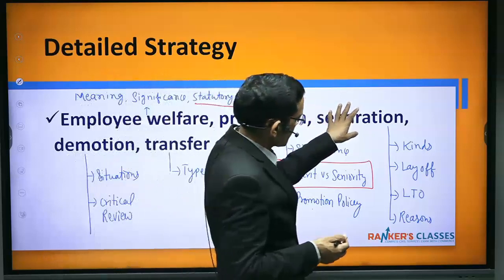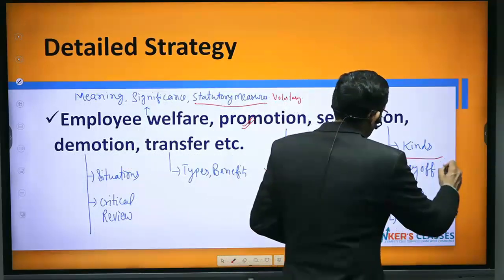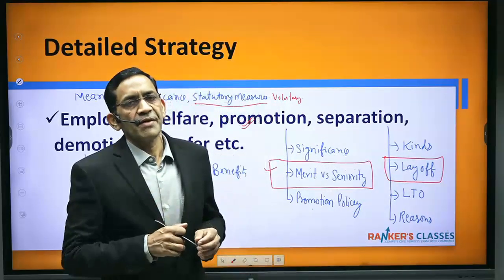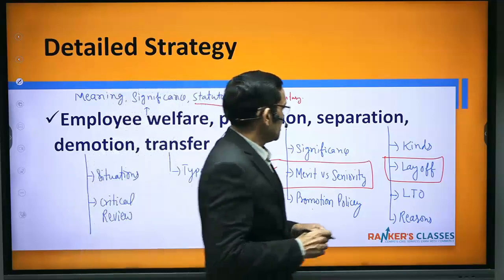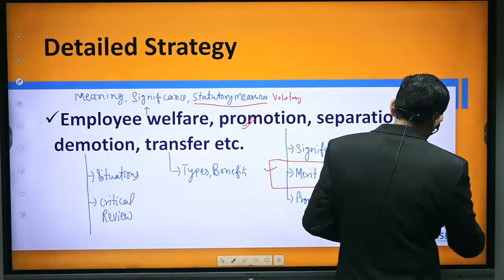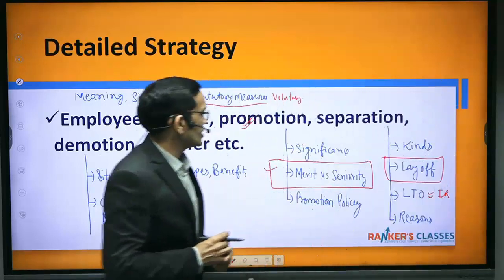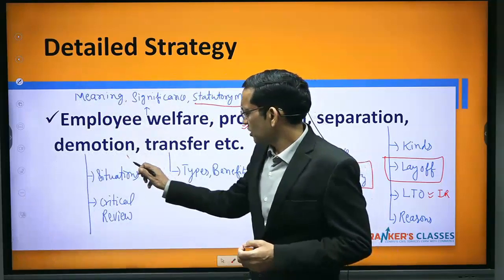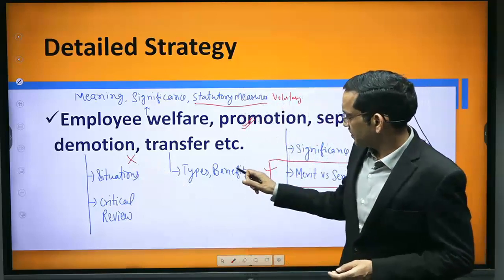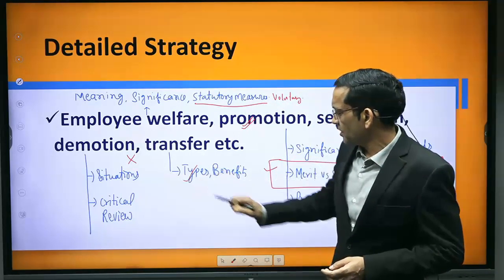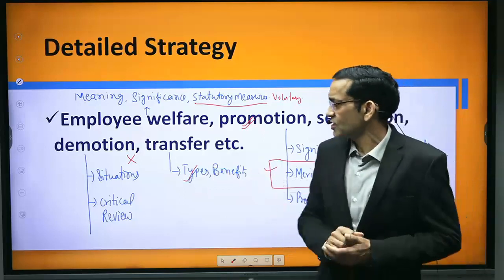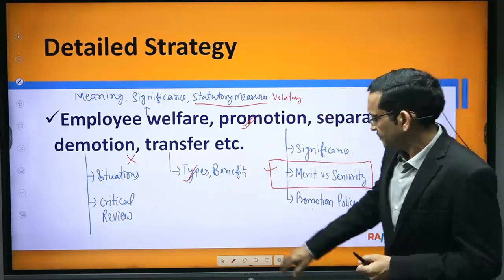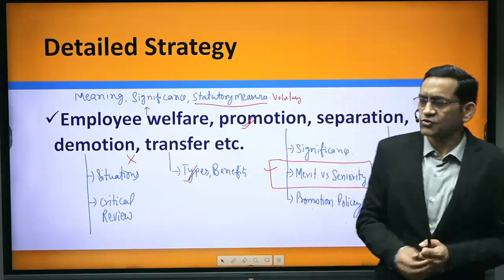Separation is not very important, but since current affairs are happening on layoff of workers, for example, during 21-22, IT companies laid off or fired many workers, so it got important. Labor turnover is a regular problem, but it is covered by Industrial Relations Unit number 7, so there you should study it. And last is demotion. Till date, question is not asked on demotion, may be asked. Transfer types and benefits. Types are important on transfer, right? But not very regularly questions are asked, right? So in unit number 7, promotion is more important. So this is all about various chapters of human resource management.